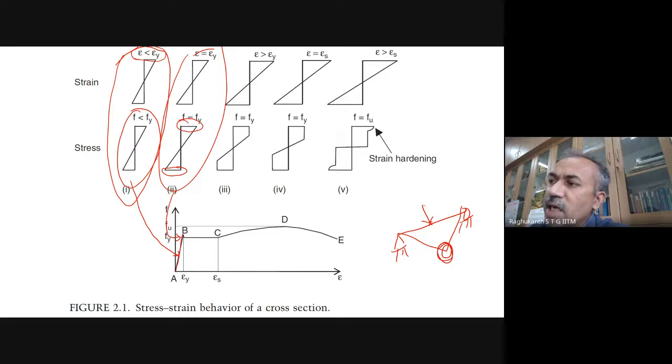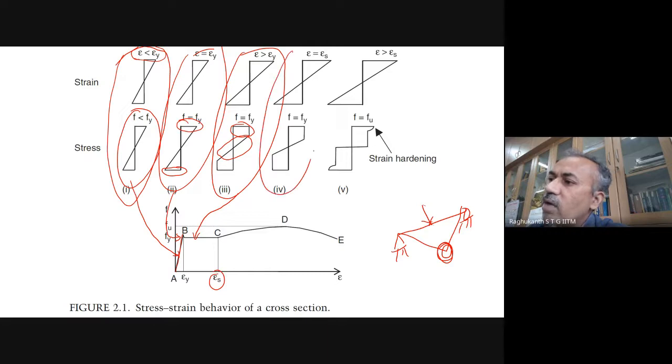Now as the load increases, strain also increases, stress also increases, and slightly the plastification starts from the top one to the bottom. But still this portion is in the elastic region, while this has gone into the plastic region. So this may be somewhere between B to C itself. And then when epsilon is equal to epsilon s, that is this portion here, the stress distribution comes to here.